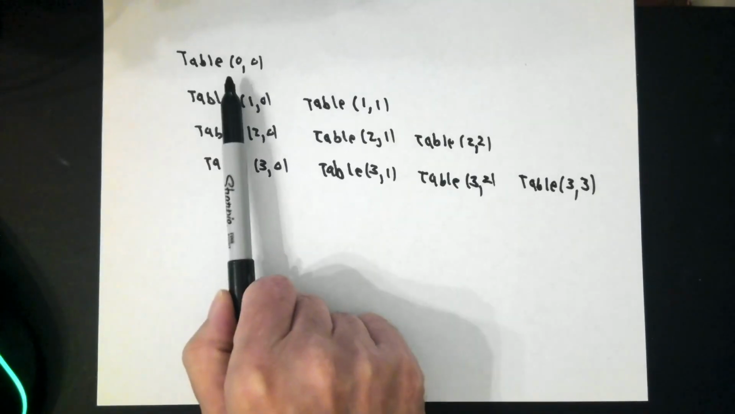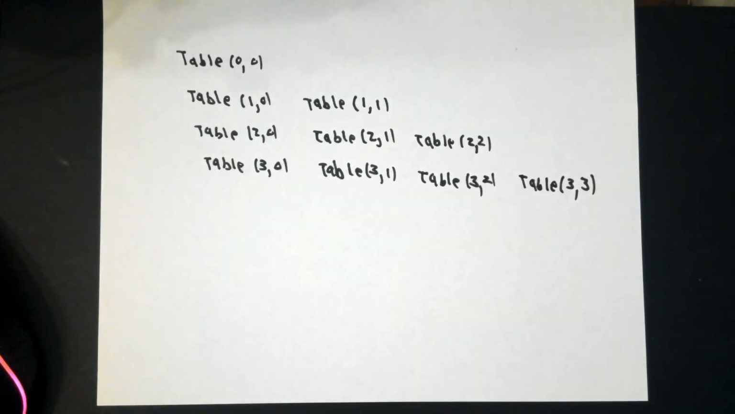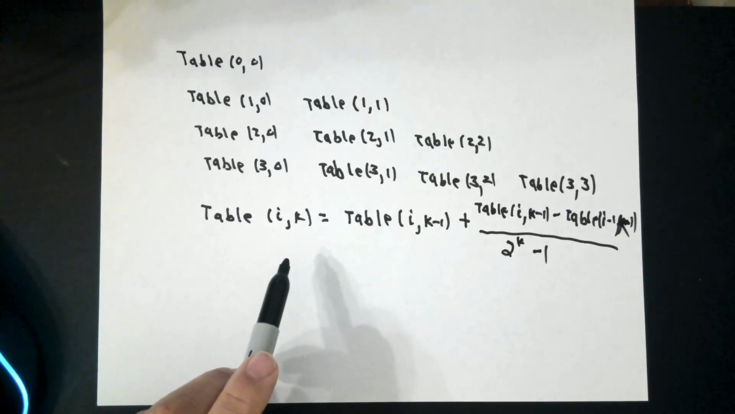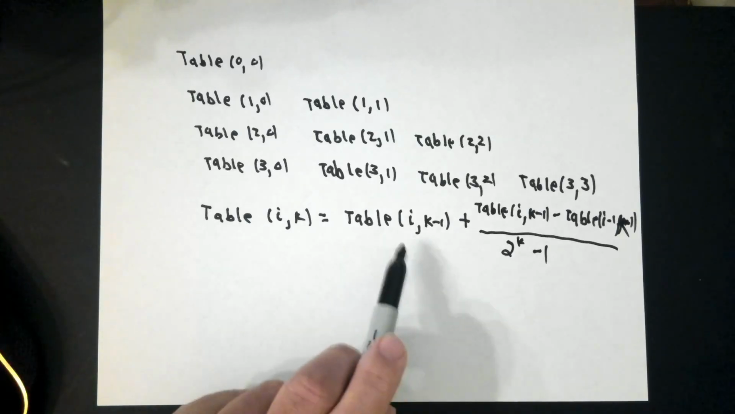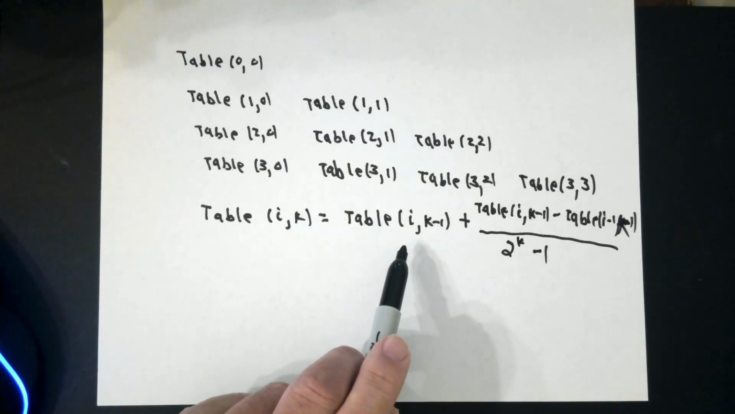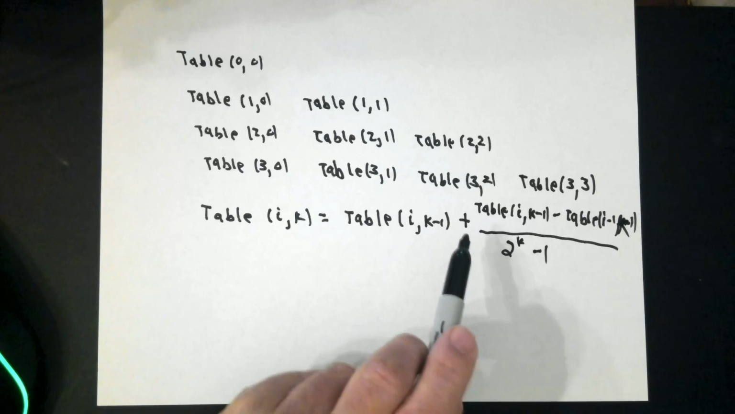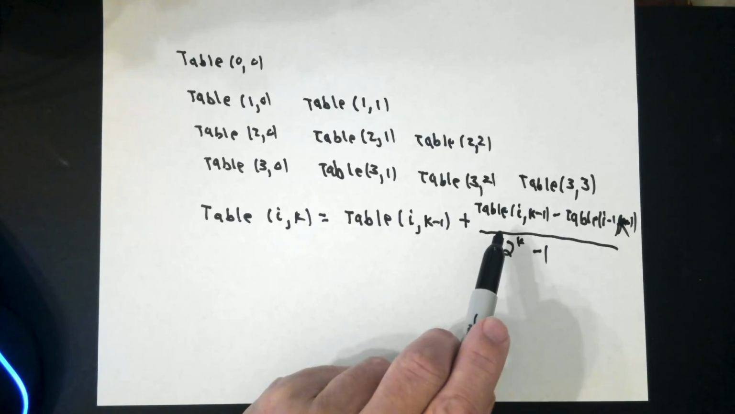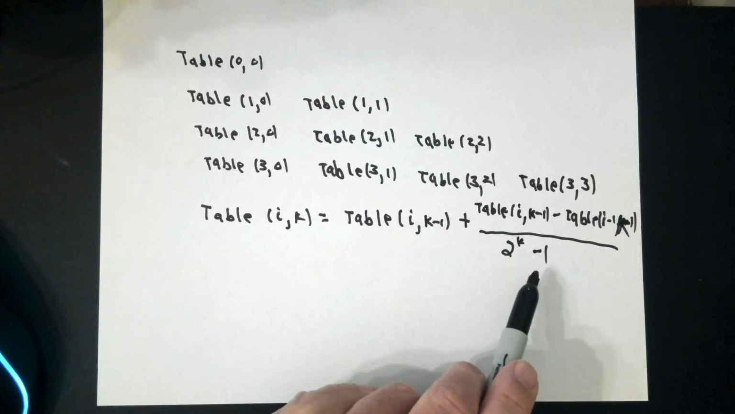I get this column of numbers by doing various Euler-type approximations, and I'm going to get these other numbers by using a certain recursion formula. Table i, k is going to be the number in the table immediately to the left of entry i, k plus a fraction. The top of the fraction is table i, k minus 1 minus table i minus 1, k minus 1. The bottom of the fraction is 1 less than 2 raised to the k power.